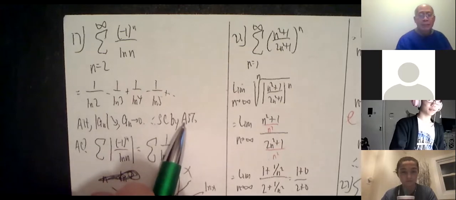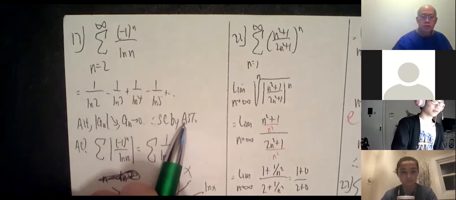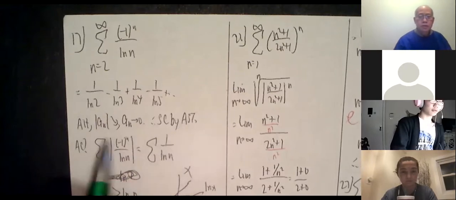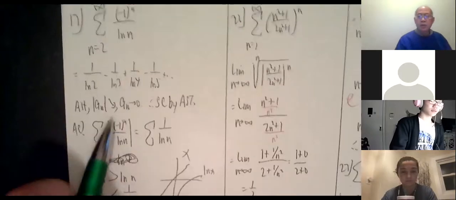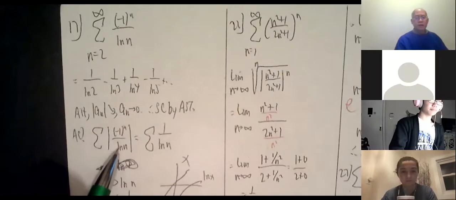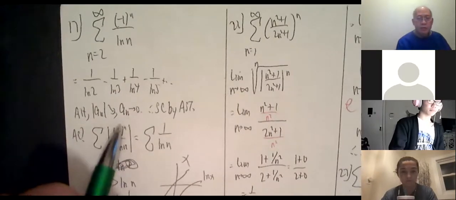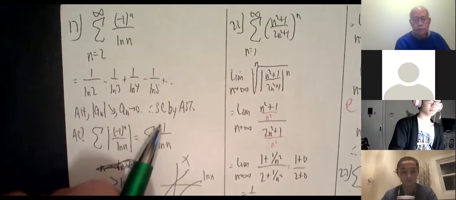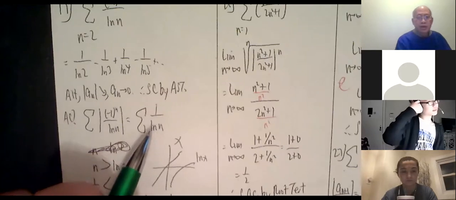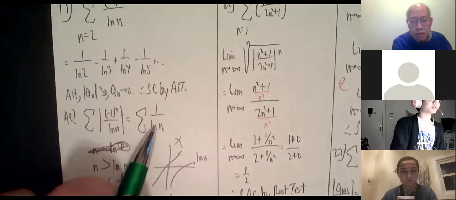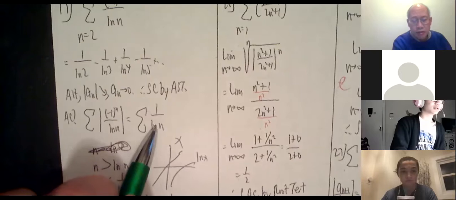Okay, but is it absolutely convergent or conditionally convergent? So now take summation of absolute value of -1 to the n over ln n. Okay, so if you take absolute value, the -1 stuff just becomes 1. Right? Summation 1 over ln n. Okay. Now, that kind of looks like a harmonic series, so I will compare it to the harmonic series.